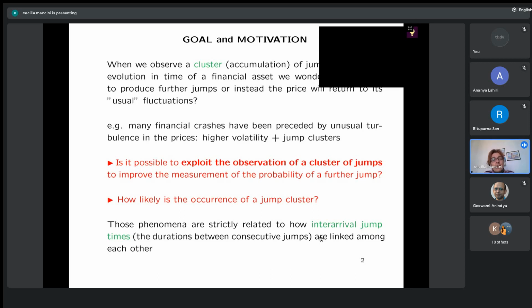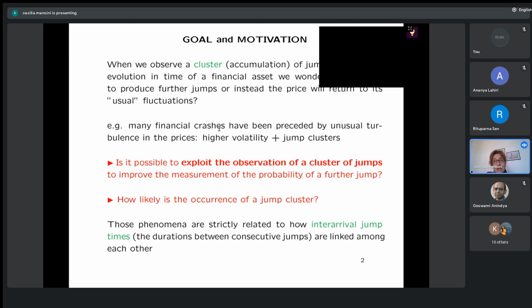That is, since jumps represent particularly high turbulence in prices, we ask whether the turbulence is going to finish quickly or it's going to continue.